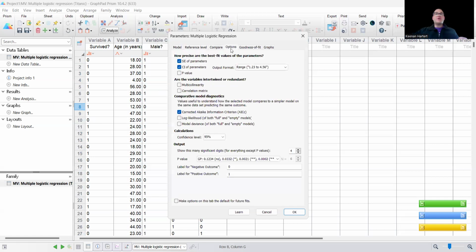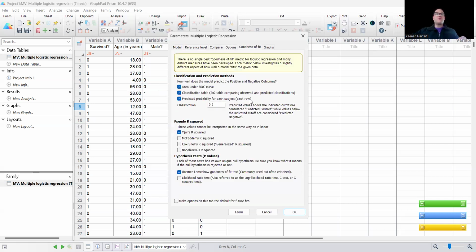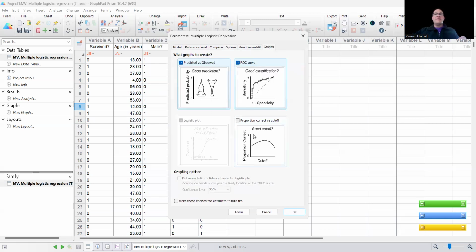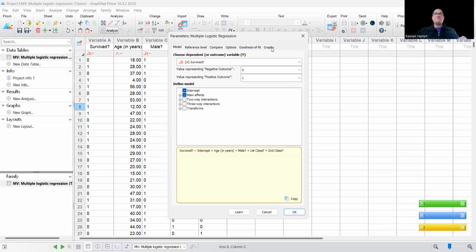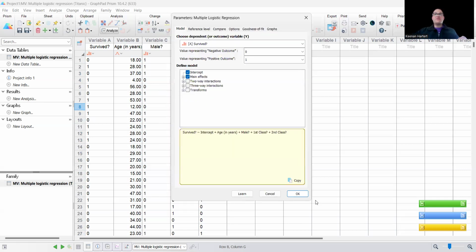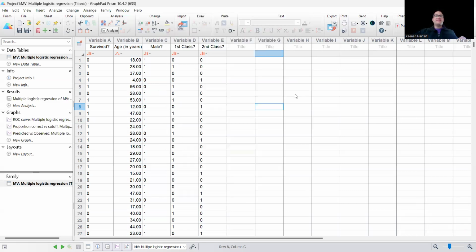In this case, we can go ahead and add some columns here. I usually add a p-value here for the best fit for parameters because I like seeing that. Correlation, proportion correct versus cutoff, not bad. So let's go ahead and run this right here.